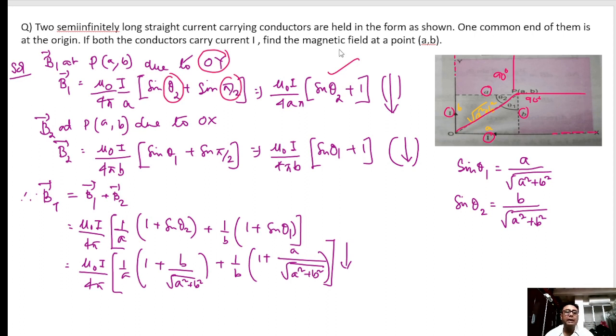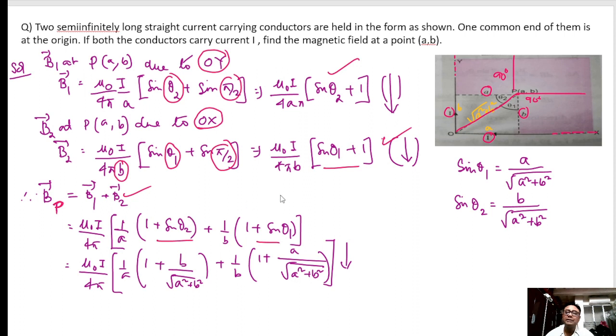Similarly, the magnetic field at P due to OX, where P is at a distance of B from the wire: one end makes theta 1, the other end makes pi by 2. The current is going like this, so it is vertically downwards. Since both are vertically downwards, the total magnetic field at P will be added up, and taking the common parts, we get this.